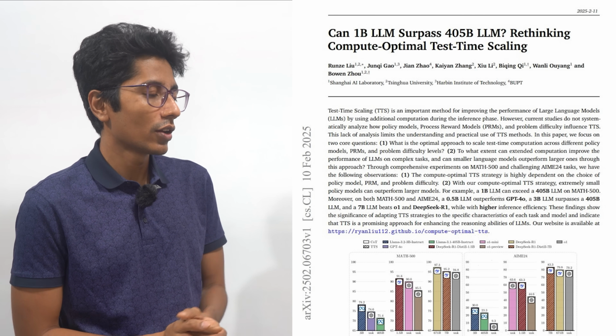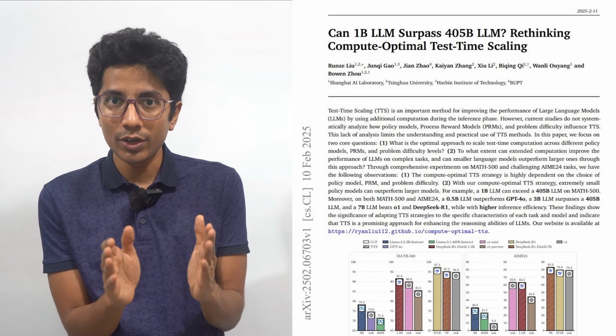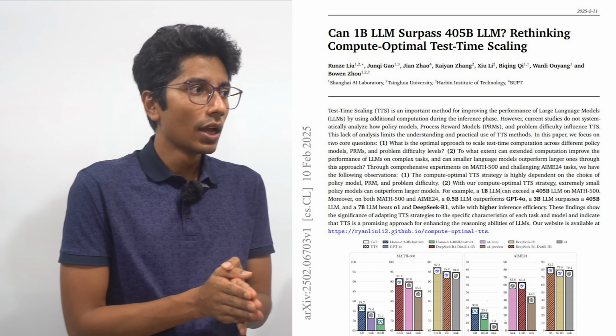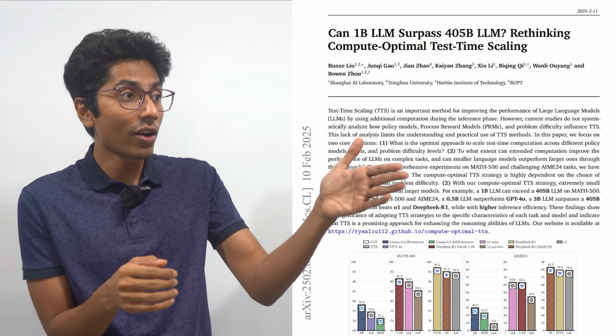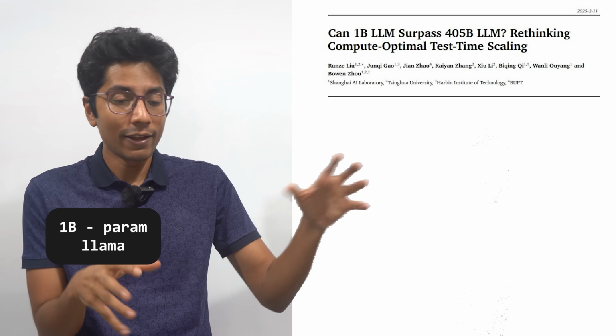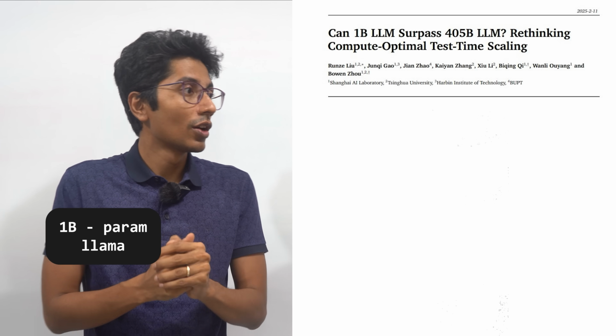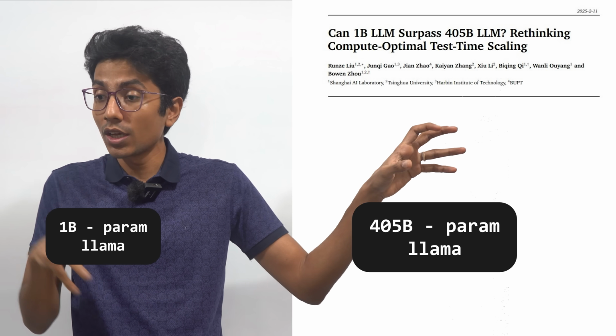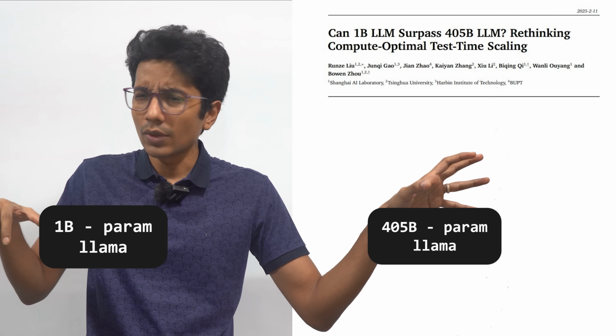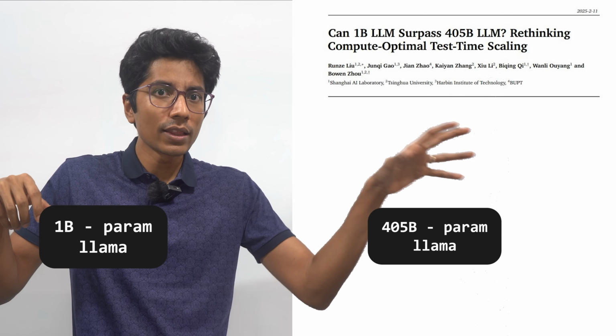One remarkable example of this is from Shanghai University, where researchers took a 1 billion parameter model, which is a reasonably small model, and actually beat a 405 billion parameter model. Okay, I'm talking about Llama 1 billion parameters versus Llama 405 billion parameters. Llama 1 billion wins. How? It makes no sense. More parameters should make the model smarter.